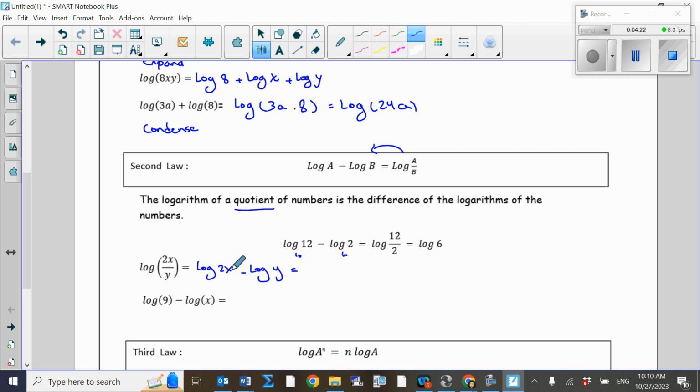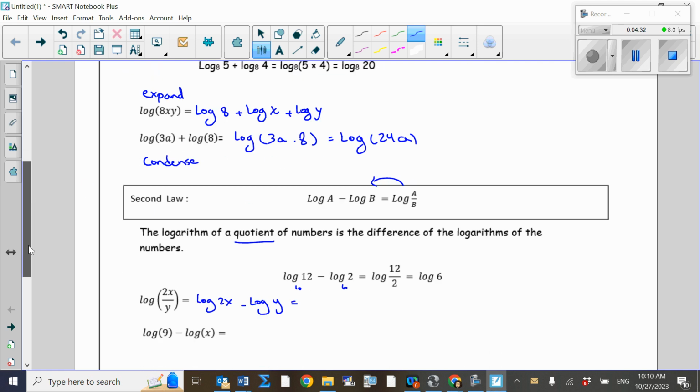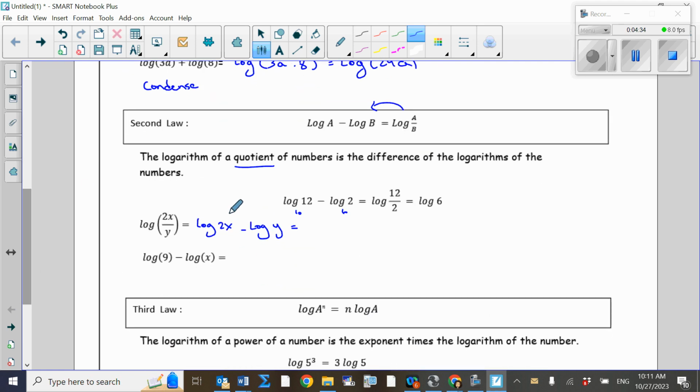So that's how I expand, but there's one more step here. Log of 2x is a log of 2 factors multiplied, so I can use the product law, going from the right side to the left side. I can rewrite this as log of the first factor plus log of the second factor. And I'm going to rewrite the last one, log of y.